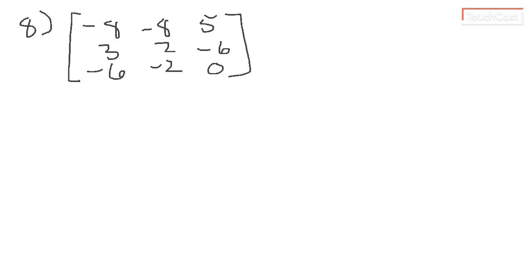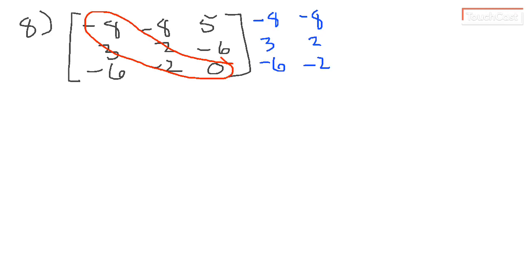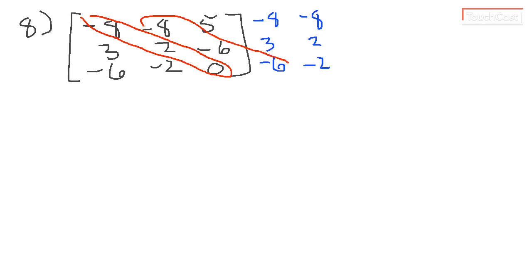So again, we start by writing the first two columns to the right of the matrix. And then I like to go and do my little circling for the diagonals. Just let me redo that circle. That one did not look good. And then we do the next one and the next one. And now we can go do our other diagonals.